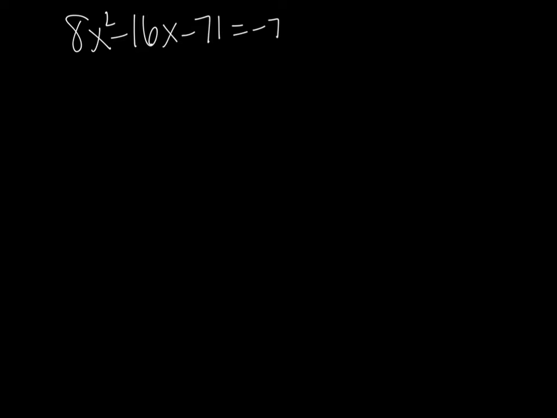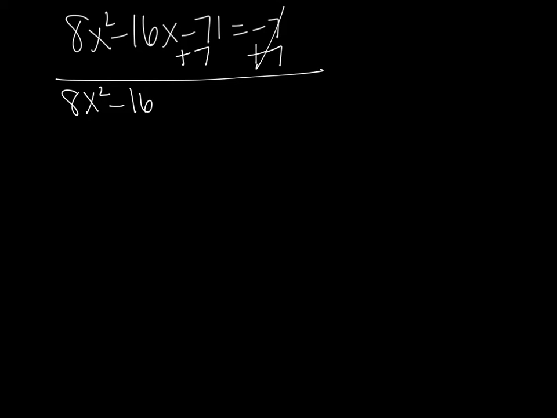How do you do that? Plus 7 to both sides. Where does it go? Good, it's a plain number, so it has to go under the number. Okay, plus 7. Cancel those out. You bring it down as 8x squared minus 16x minus what? 64. Okay, equals 0.